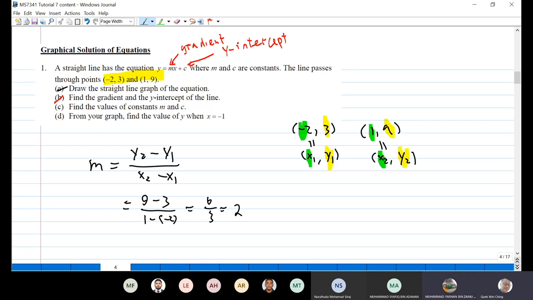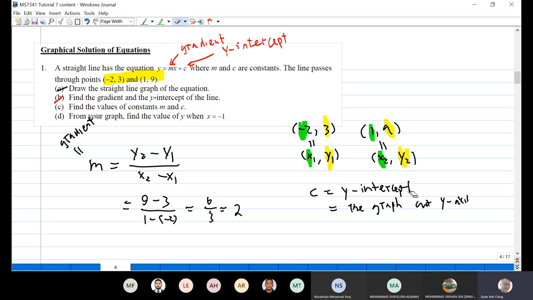How about the y-intercept? You can get it from the graph. c is called the y-intercept here. So this m is called the gradient. In this case, you get the y-intercept from the graph. The y-intercept is where the graph cuts the y-axis. So this is called the y-intercept.